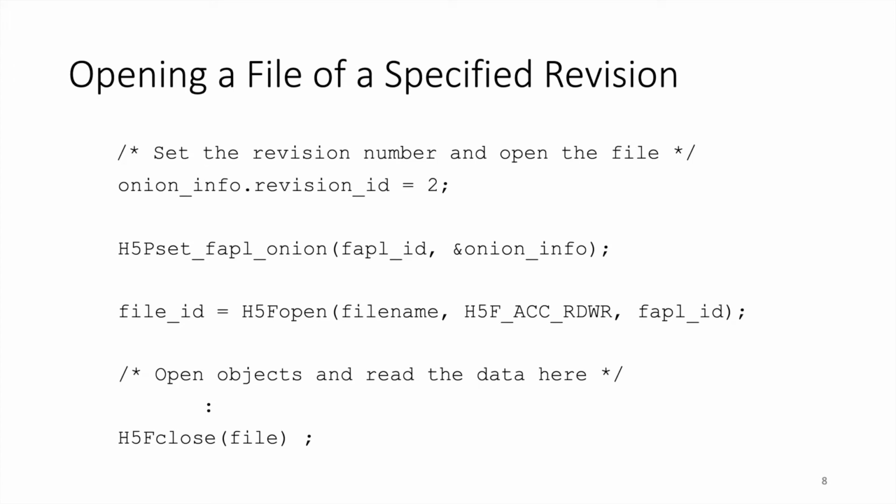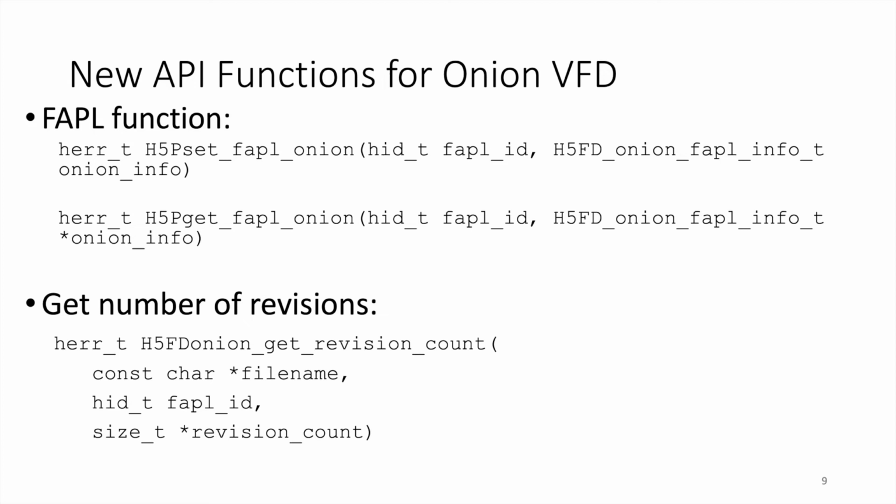This example shows how to open a file of a specified revision using the same instance of the structure H5FD_onion_fapl_info_t as the previous example. As a summary, we are providing three new API functions for the Onion VFD. The first two functions are for the file access property list. The last one queries the number of revisions for an Onion file.